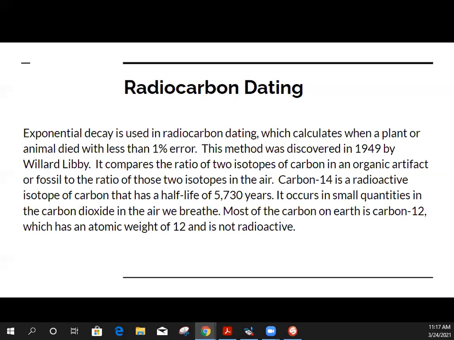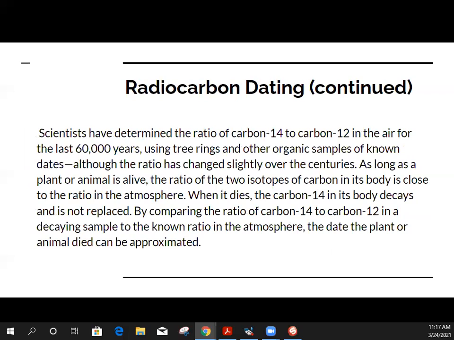But let me try to explain how this works. And there's another slide here. When something is breathing, like a plant or an animal, all right, we're breathing right now. We take in stuff from the air. So we're constantly replacing the carbon in our body. So when you're alive, the carbon in your body is the same as the carbon in the atmosphere. But when a plant or animal dies, it's no longer breathing, so it's no longer taking in the carbon that's in the air. So the carbon that was last in your body starts decaying because it's not getting replaced.